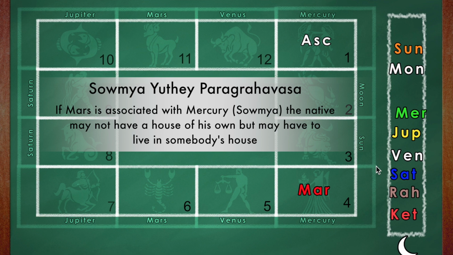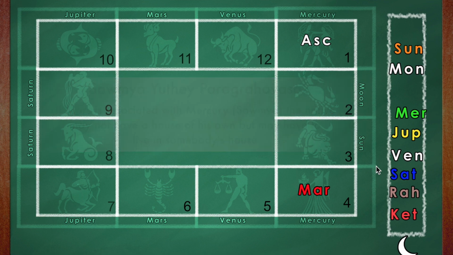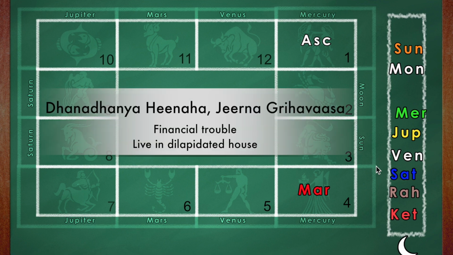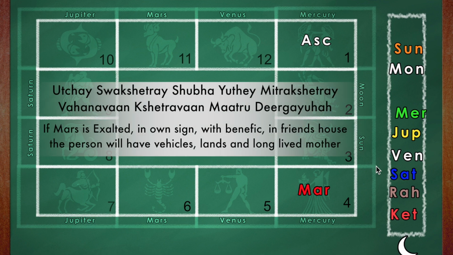The meaning of Saumya is the Graha Buddha, and that's because Buddha is the son of the moon. Niroga Shariri, the opposite of Roga, free from diseases. The translation goes like this: the native will enjoy good health but will have no land of his own. Dhanadanya Hinaha and Jirna Grahavasaha. Jirna is living in someone else's house. Ucche Swakshetre Shubhayute Mitra Kshetre Vahanavan Kshetravan and Matru Dirgayuha.